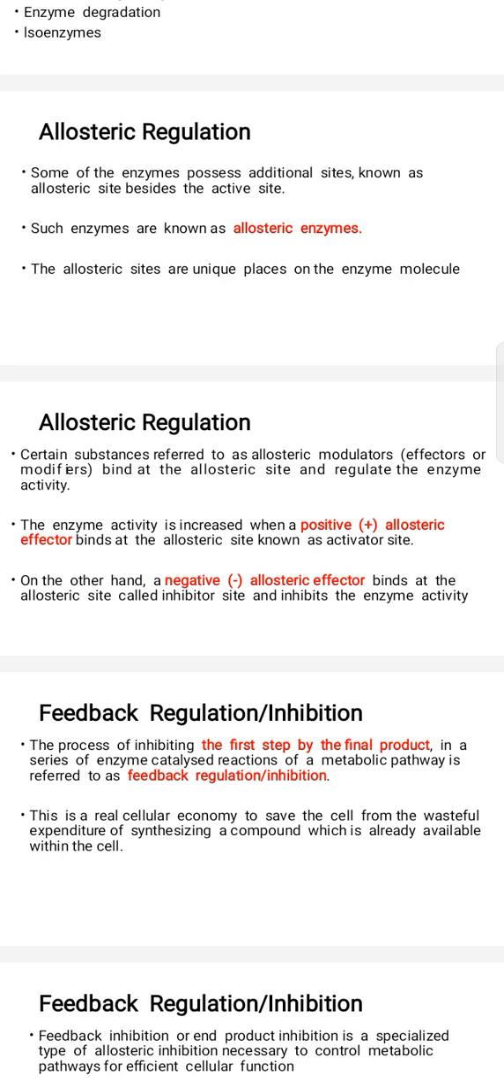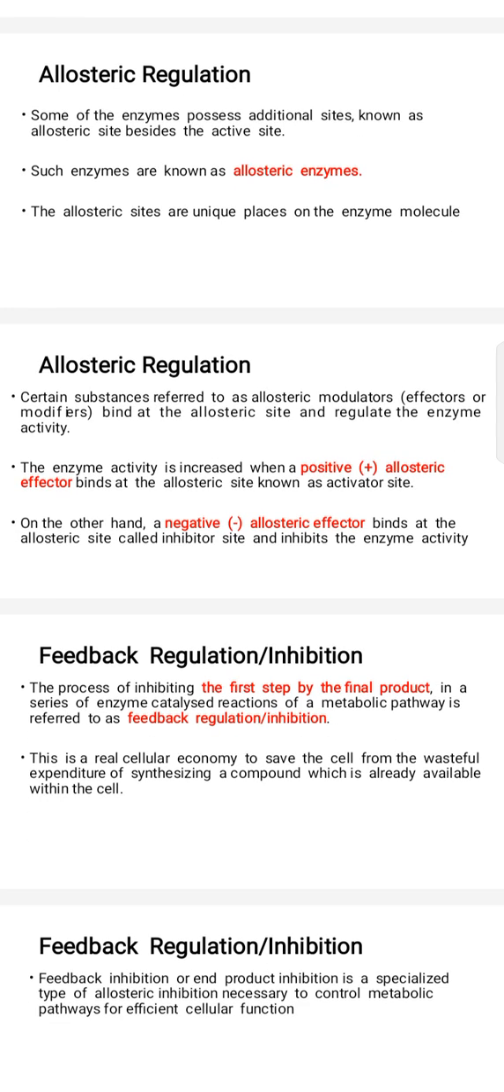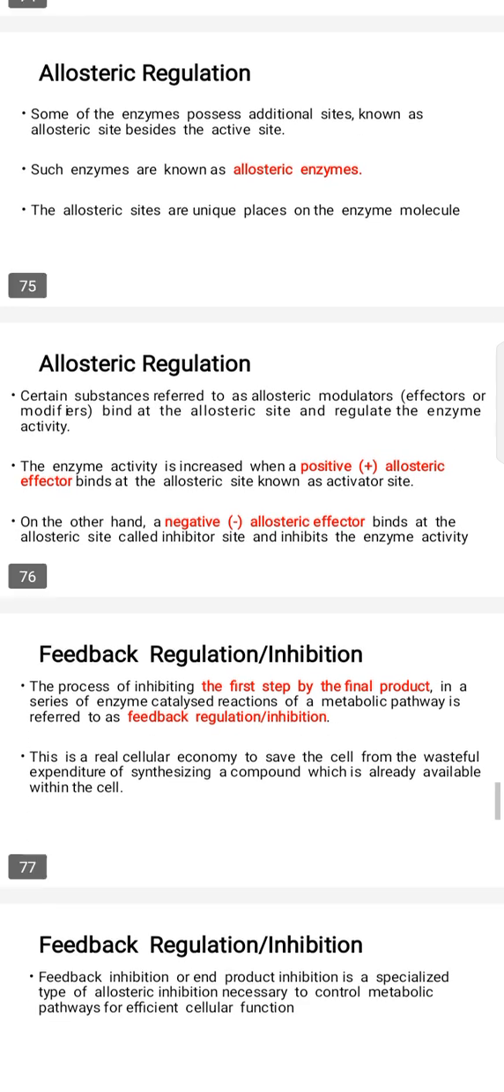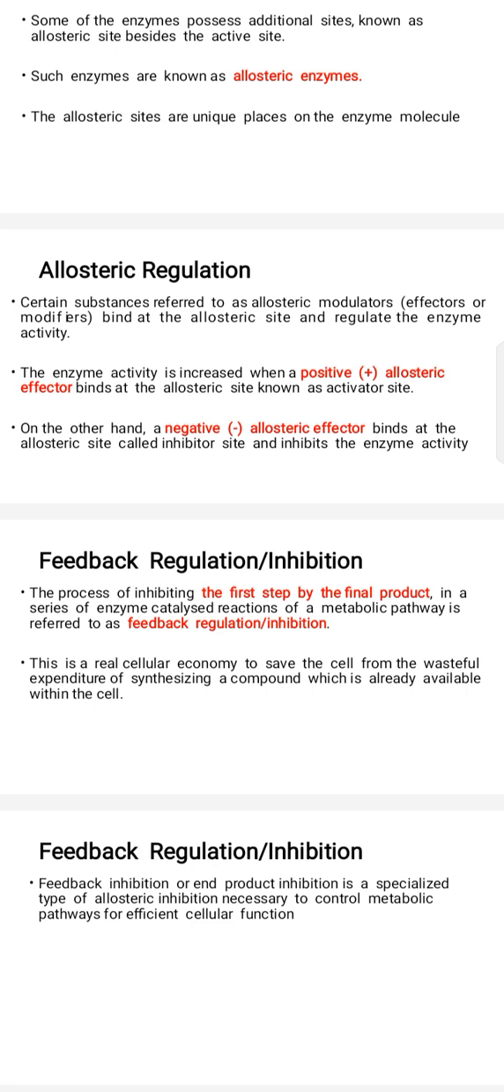Allosteric enzymes are simply enzymes that have additional sites apart from the active sites. So those enzymes are known as the allosteric enzymes. The allosteric sites are unique places on the enzyme molecule. There are different sites altogether apart from the active site, for another purpose.